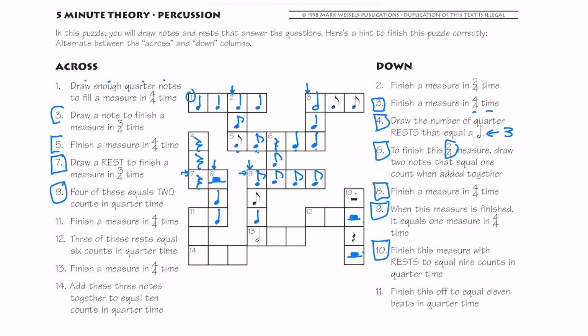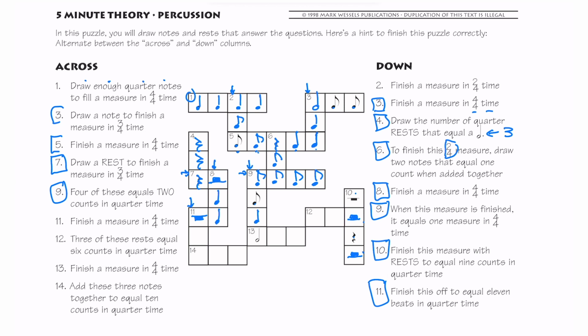Okay? And let's go ahead and finish the down real quick. We got number 11. Finish this off to equal 11 beats in quarter time. Ooh, finish it off. There is no finishing it off. But I need 11 beats. All right, so I know with 3 rests in here, I can't do a lot of small rests. I probably got to do a big rest. So let me do a whole rest.